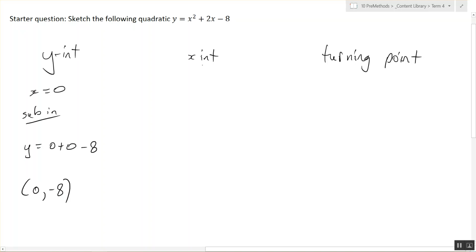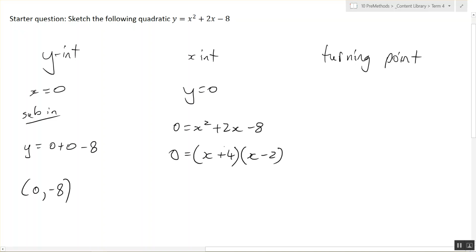Now we're using the X-intercept. X-intercept is when what equals 0? Factorize. Yep. So what are the two numbers that multiply to get negative 8 and add to get positive 2? Positive 4 and minus 2. Okay? So when we expand it back out, we should get the same answer. A good way to check.